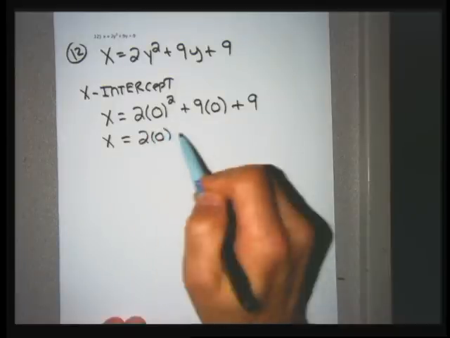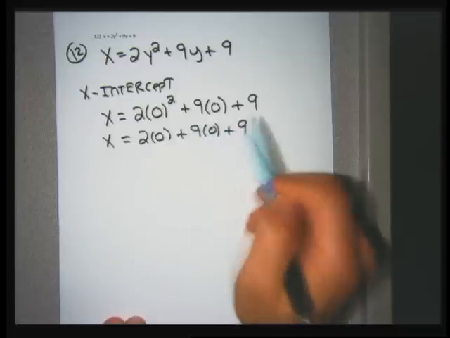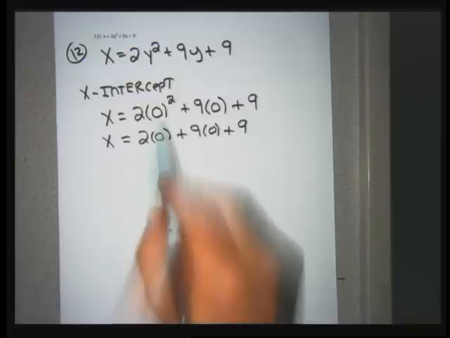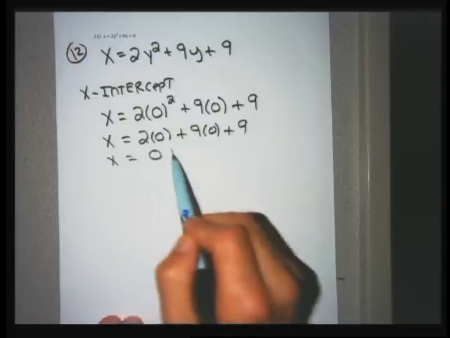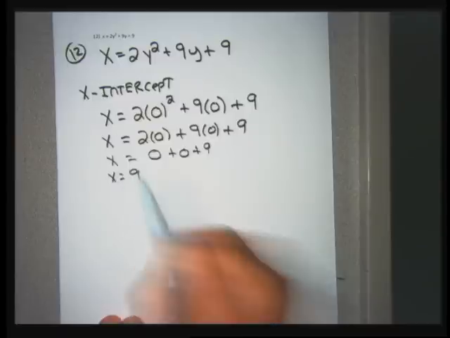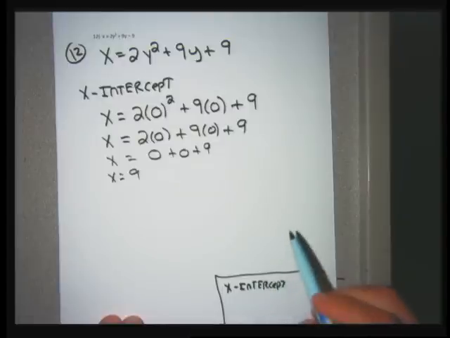Just like in the last problem, do my order of operations. To find an x-intercept, you plug in 0 for y. I do the exponent first. 0 squared is 0. And then this gives me 0 plus 0 plus 9. And that's x equal to 9. So for my answer, my x-intercept is going to be the point (0, 9).